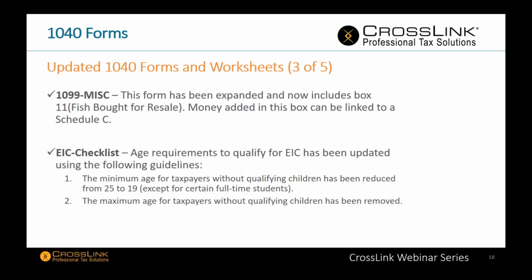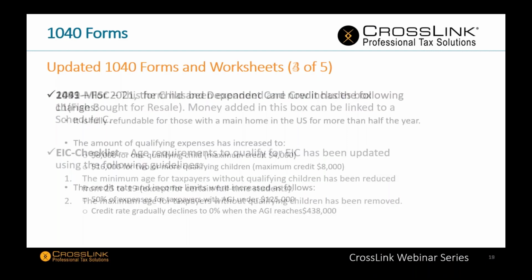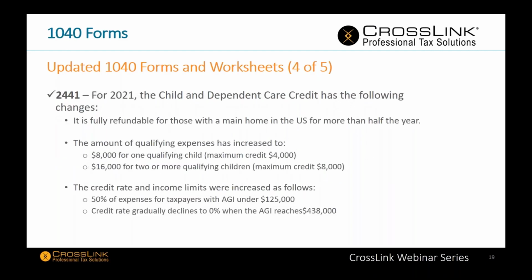Some changes here when it comes to the EIC checklist, because this has changed. Age requirements to qualify for the EIC have been updated. The minimum age for taxpayers without qualifying children has been reduced from 25 to 19. 25 was the age last year. Now it's 19, except for certain full-time students. And the max age for taxpayers without qualifying children has been removed entirely. So big changes there.